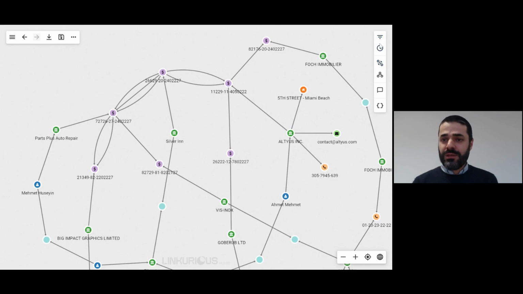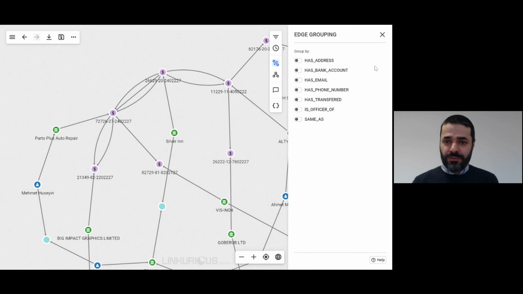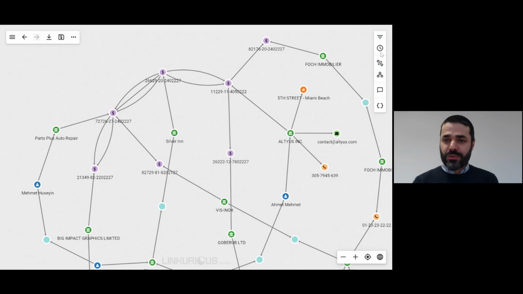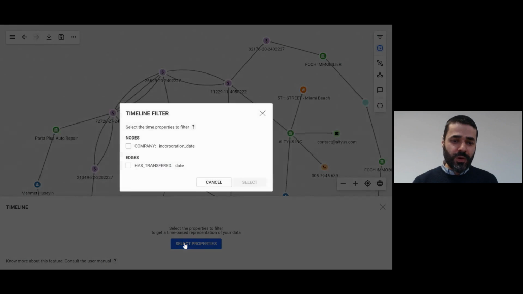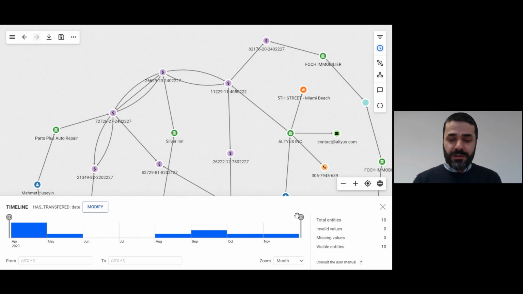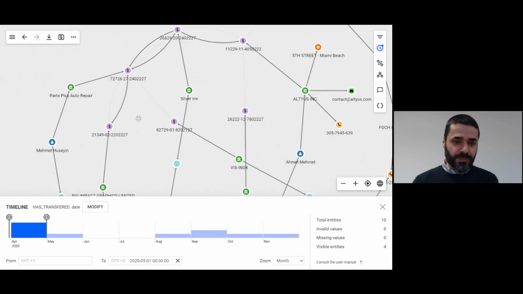That visualization that we see on the screen may be a bit complex, and we have different ways to reduce the complexity here. For example, we can regroup relationships when there are multiple relationships between any two nodes. It's also possible to bring this data into a timeline to see, for example, the flow of money as time evolves. So we can see the initial transactions. We can see the last transactions, for example.